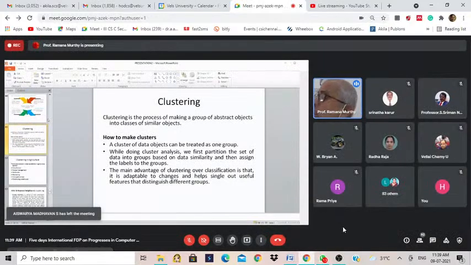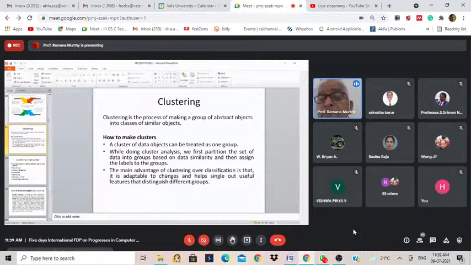I have used the KNN, nearest neighbor algorithm, and other algorithms, which I will explain now. How to make clustering? A cluster of data objects can be treated as one group. While doing cluster analysis, we first partition the set of data into groups based on their similarity, and then assign them a label for identification. The main advantage of clustering over classification is that it is adaptable to changes and helps single out useful features that distinguish different groups.